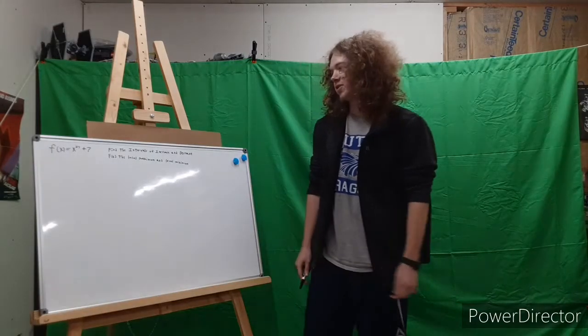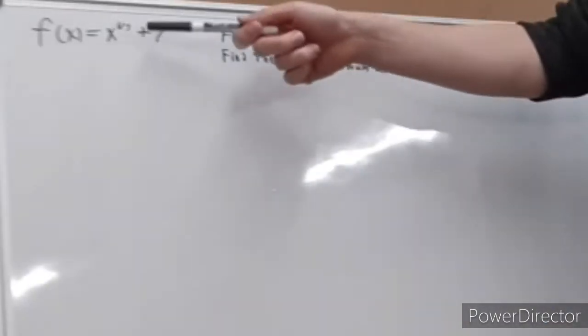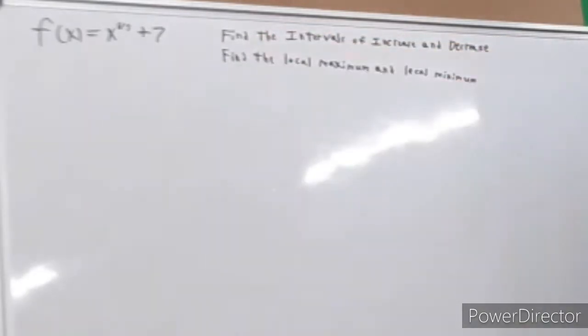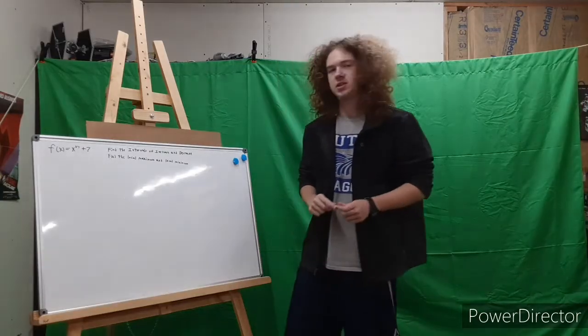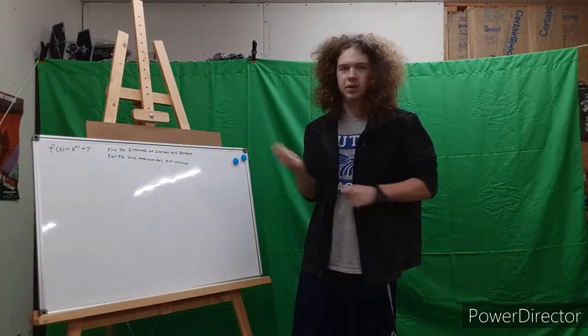Alright guys, today we're going to be finding the intervals of increase and decrease for this function here. F of x equals x to the 1/3 plus 7. So the first step is going to be to find the critical numbers of this function. To do that, we need to find the derivative.